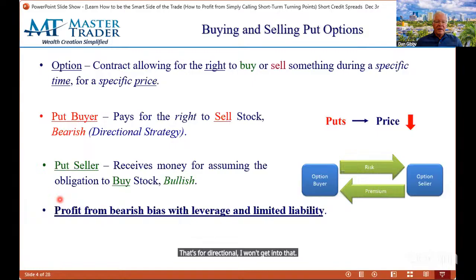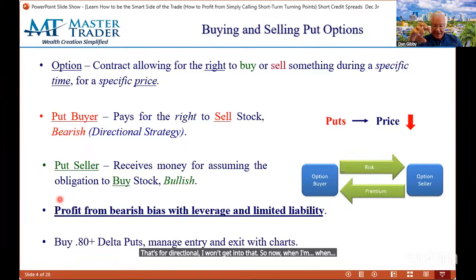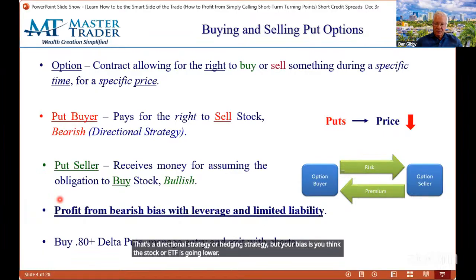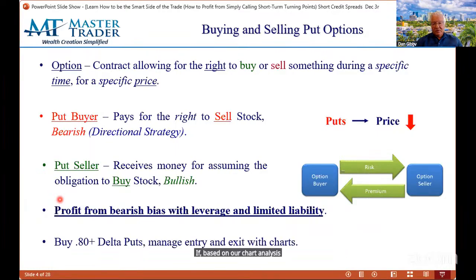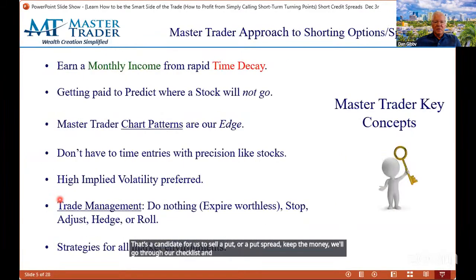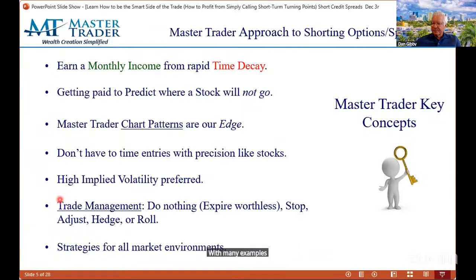So now, if you buy a put, I already discussed it, that's a directional strategy or hedging strategy, but your bias is you think the stock or ETF is going lower. If based on our chart analysis we say that's not going lower, that's a candidate for us to sell a put or a put spread, keep the money. We'll go through our checklist and show you with many examples how we do this. So those are the definitions.